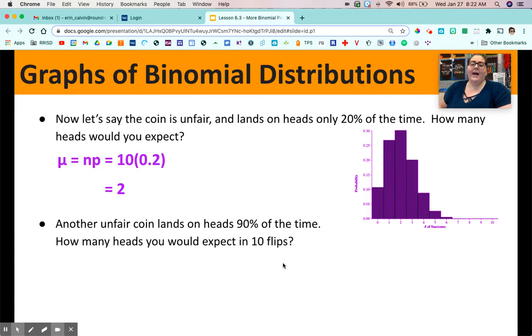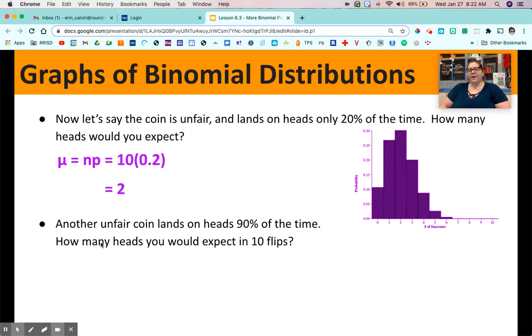If I graph that, I can see my tallest bar is on 2, but now I can also see that my graph is no longer symmetric. It's now skewed to the right. Part of the reason for that is the least amount of times we can flip heads is 0 out of 10, so it can't go any further than that. We're blocked at the lower end here, which makes our probabilities start to stretch out in the other direction. So this one is skewed to the right.